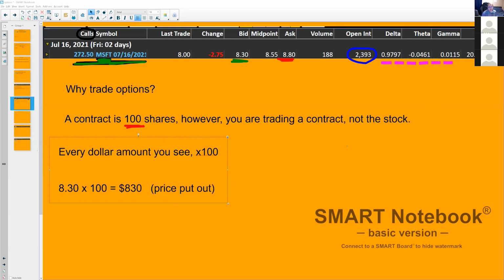Perfect. So going back to why trade options: if you were expecting Microsoft to go upwards, you buy this call and you spend $830. Now, this will be considered a trade, not an investment, because there is an expiration date on when this contract ends. So if Microsoft does not hit this price point by this date, then that contract expires worthless, meaning it's worth $0.